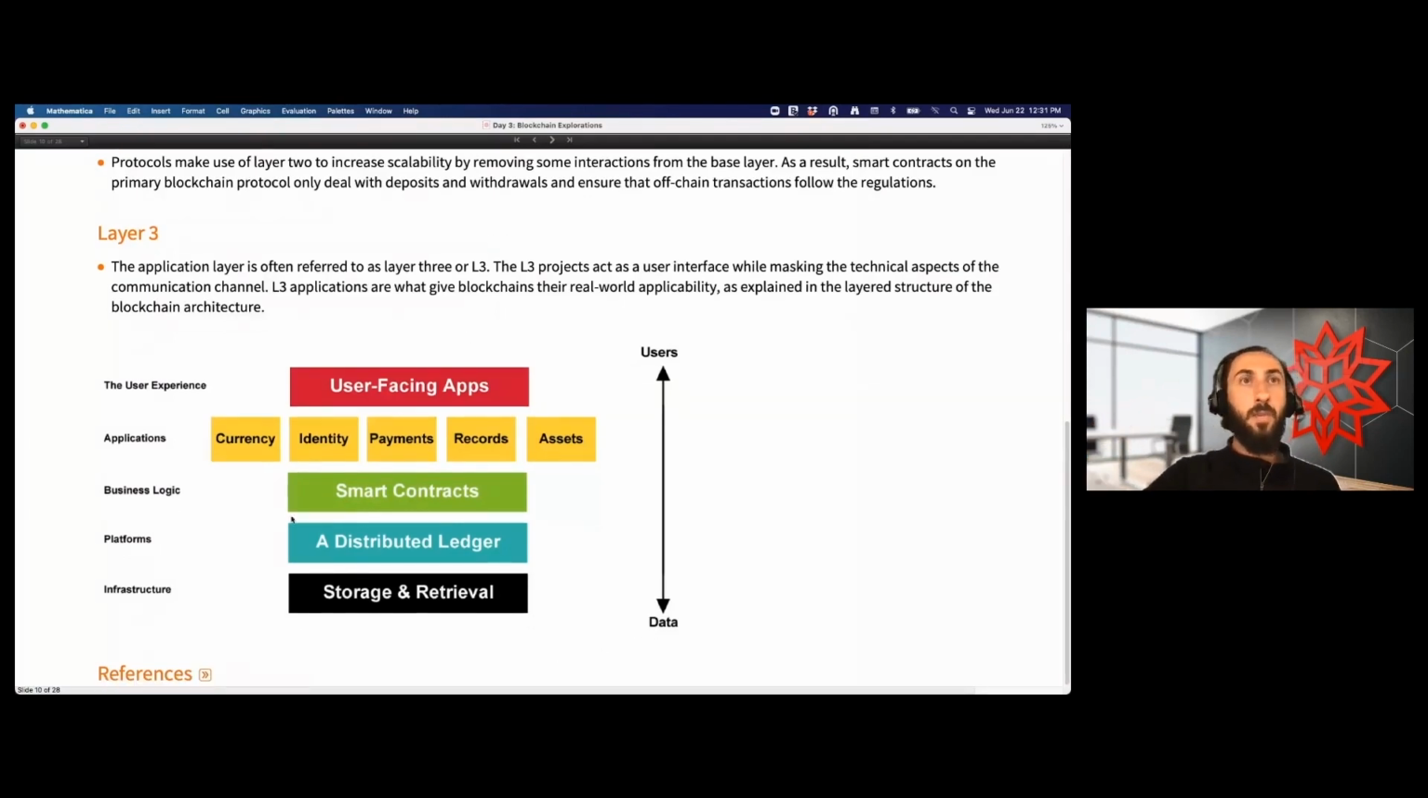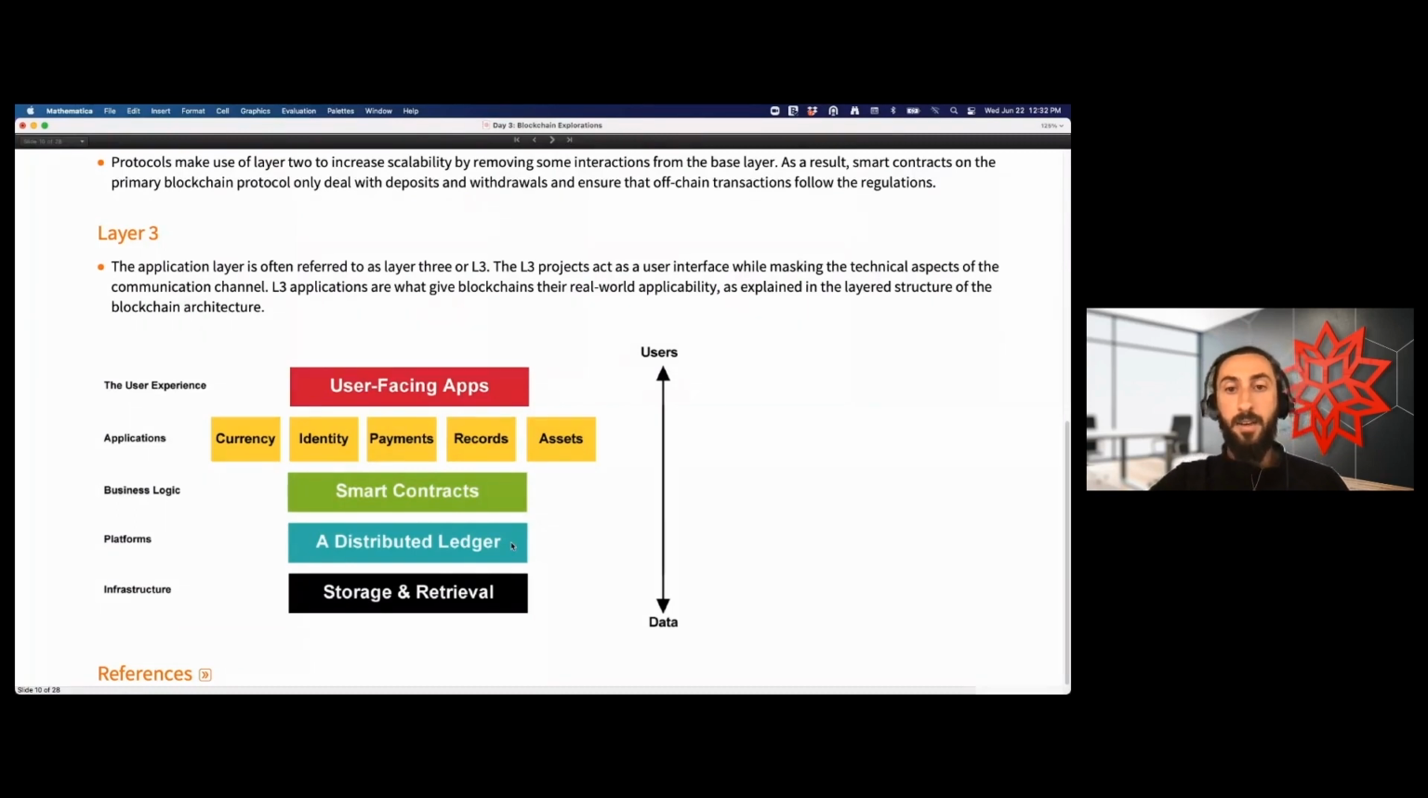In this image, we have our base layer at the bottom, and maybe even below a blockchain, which falls in this distributed ledger category, we have infrastructure for storage and retrieval, something that a blockchain points to and says, we have a large file.